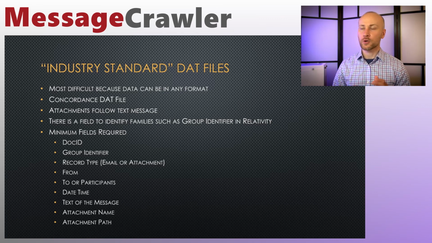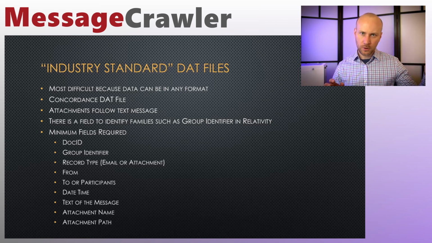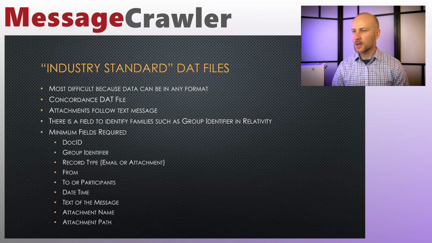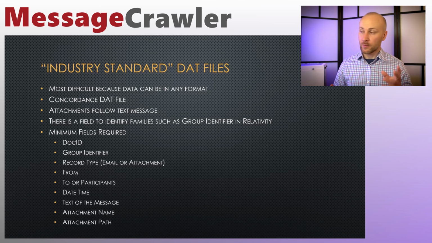So we want it to be a Concordance DAT file, meaning we use Concordance delimiters, and we have attachments following on the next row after the message itself. We don't want to have attachments going across like some forensic software exports. We want them to be in our normal format that we're all used to. There should be an identifier for families, like a group identifier, which helps keep families together.